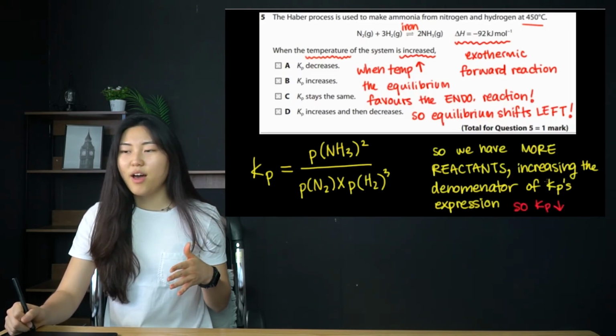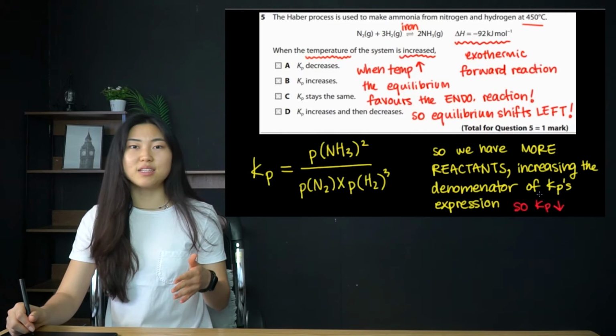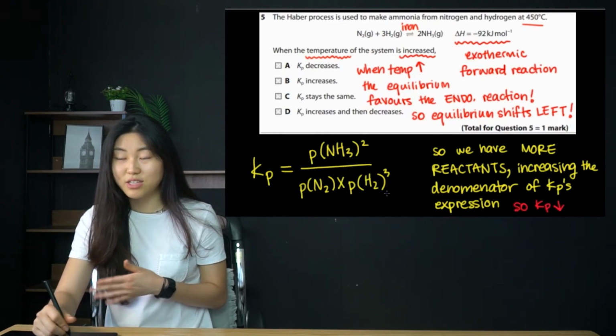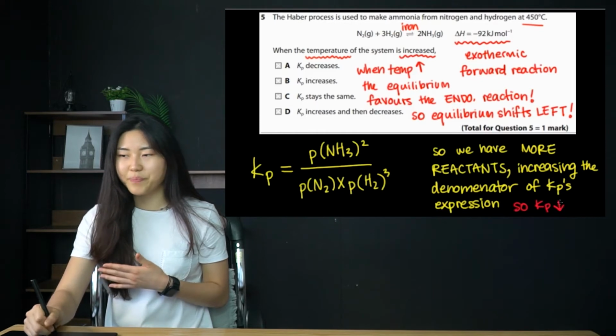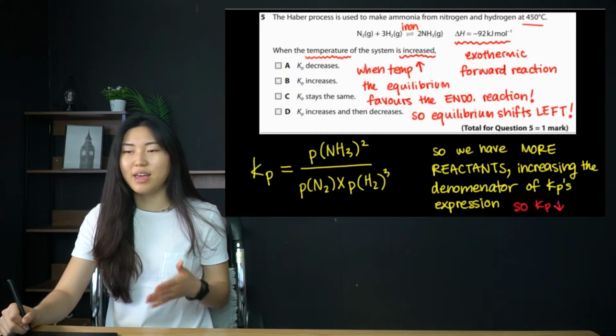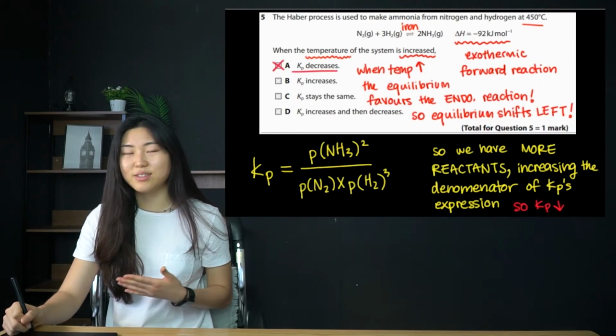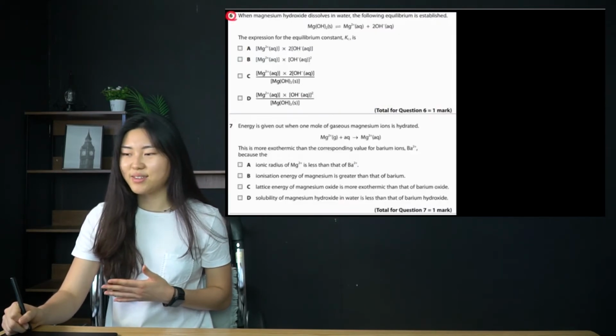So if we have more reactants, that is going to increase the denominator of Kp, right? So obviously the Kp value is going to decrease. So the answer is going to be A. All right, so that was that.